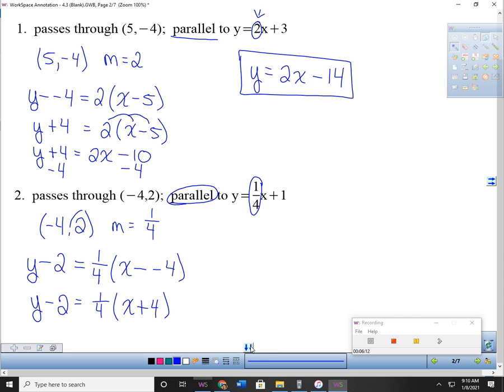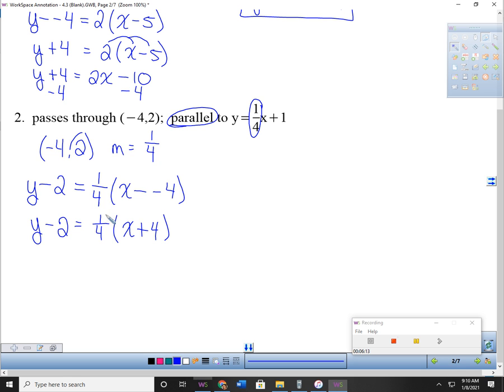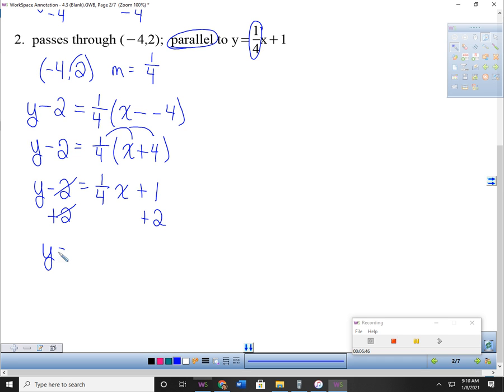But then I want you to put it in slope-intercept form for your final answer. So you're going to go ahead and distribute that 1/4. So remember, same process every time. You're going to distribute and then move the number. So 1/4 times x is 1/4 x, and 1/4 times 4 is 1. And then the last thing I do is I'm going to move that -2. So I add 2, and you're going to put that with the 1 because those are like terms. And that gives me y equals 1/4 x plus 3.